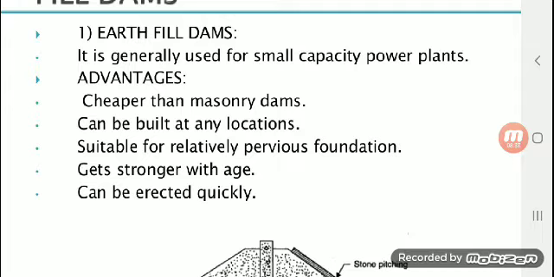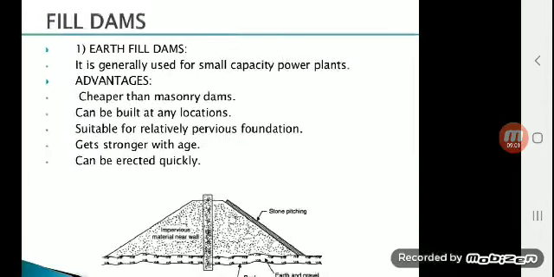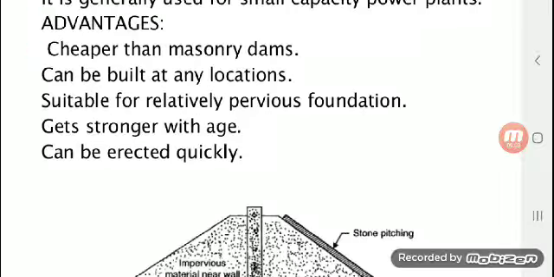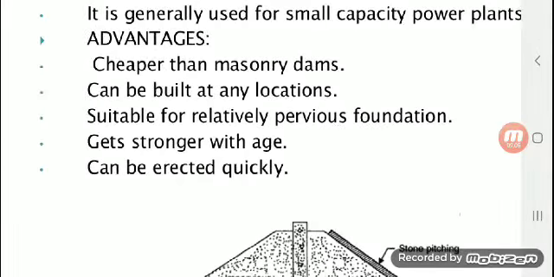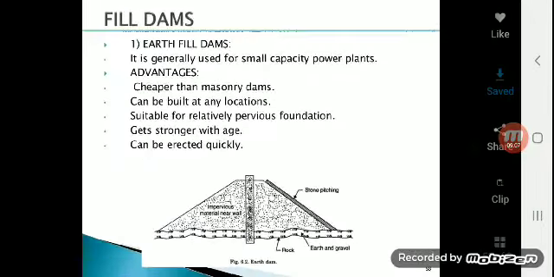It can be built because the height is not very high. Height is not that much as compared to the solid gravity dams, and it is suitable for relatively pervious foundations. It gets stronger with age, because the stones, the sand, everything will get stronger with the passage of time, and it can be erected quickly. So it will take less time to install this type of dam.